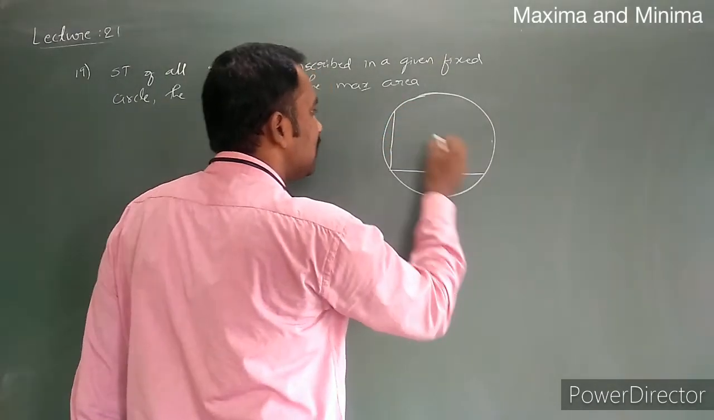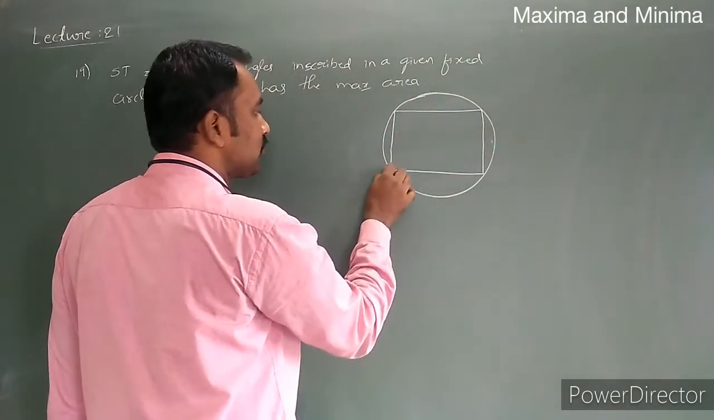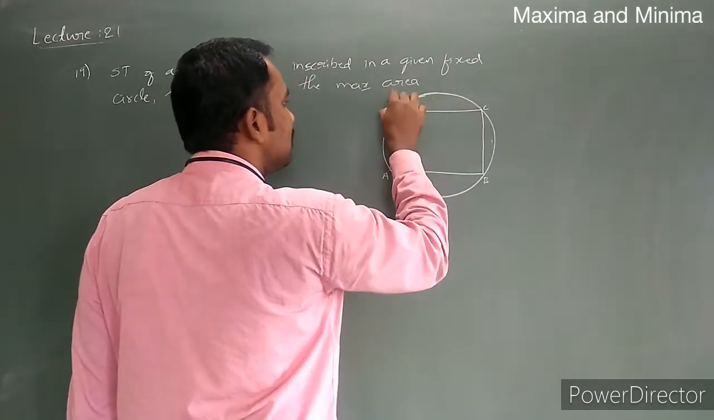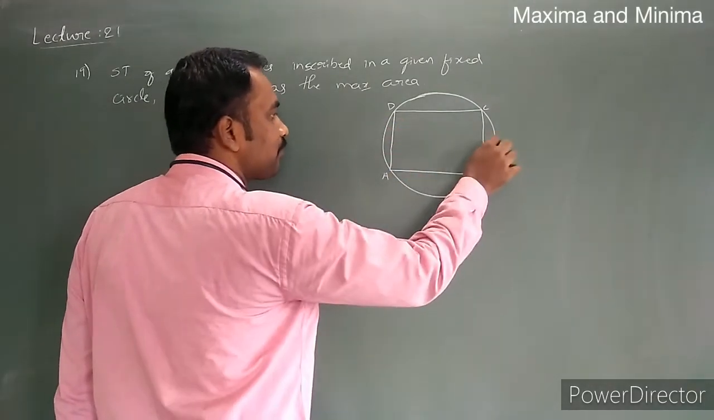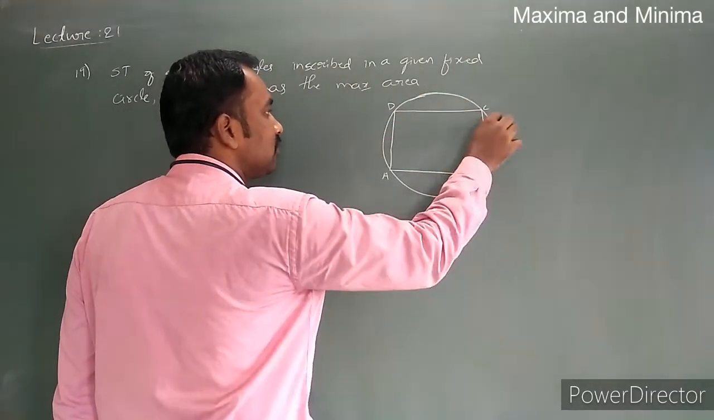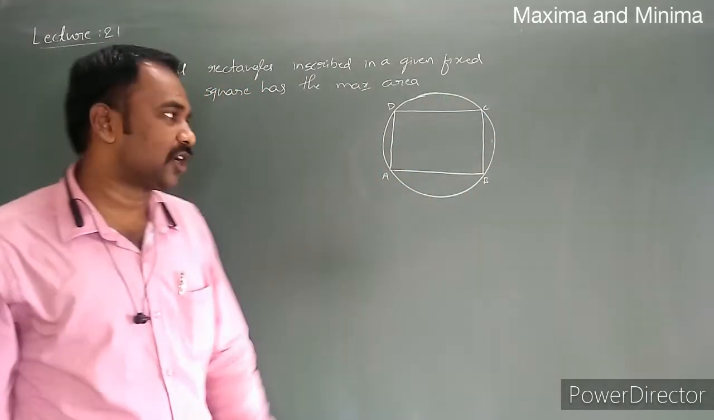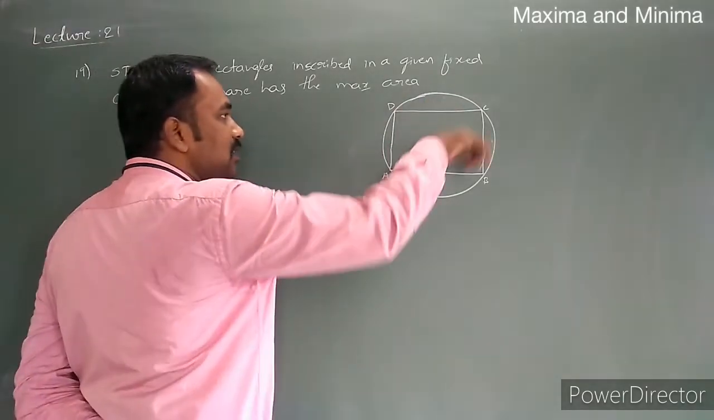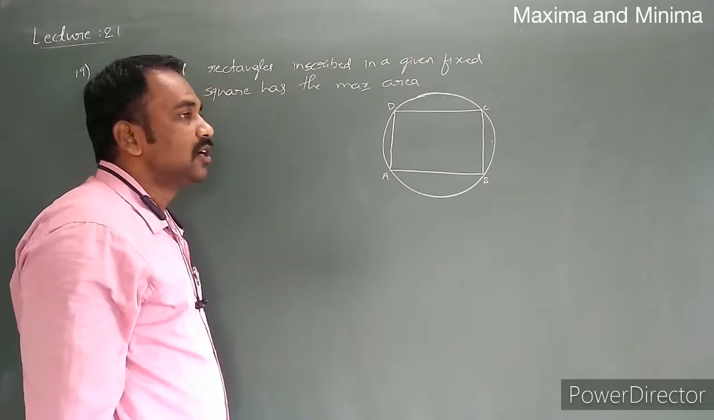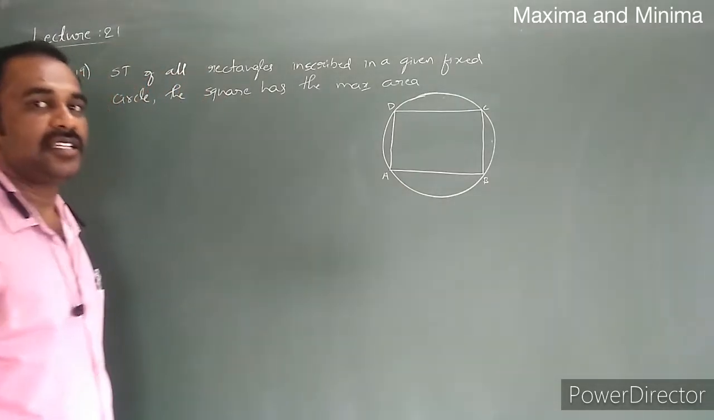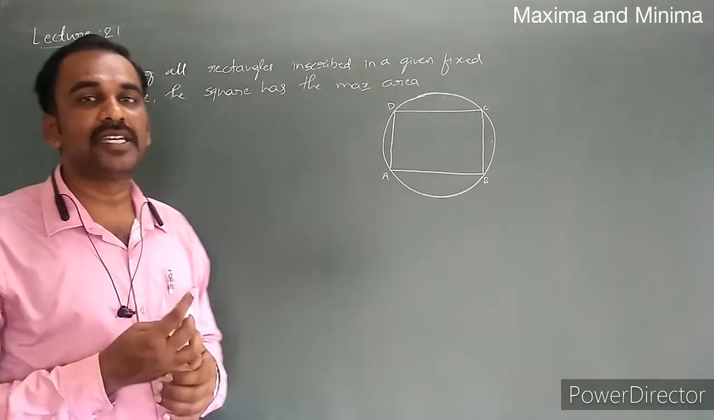This is one of the rectangles, and you already know the properties. Suppose we name this rectangle ABCD. This is one rectangle. We can draw one more rectangle, and again and again. There are so many rectangles you can draw. Out of all these infinite rectangles, which rectangle has the maximum area?